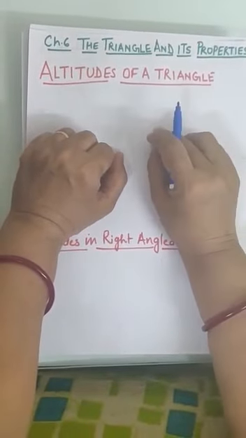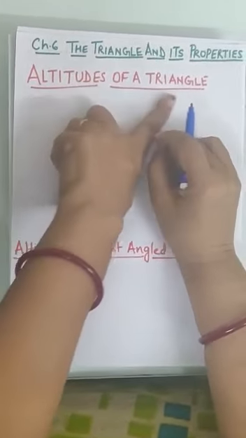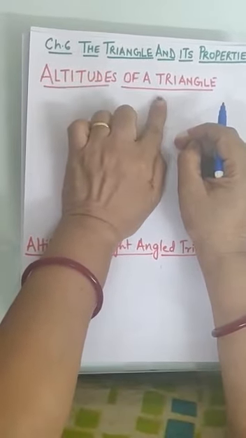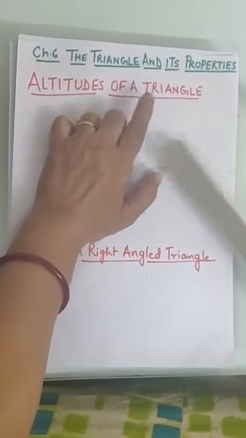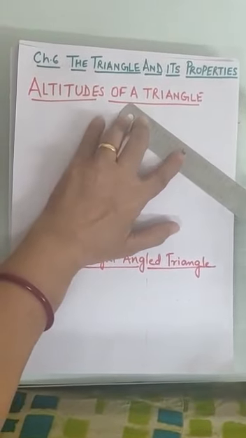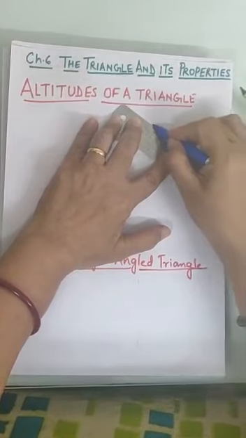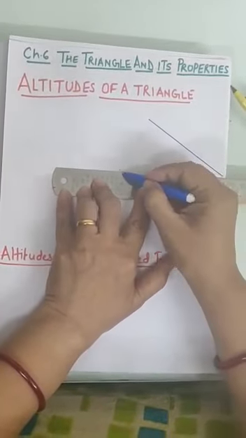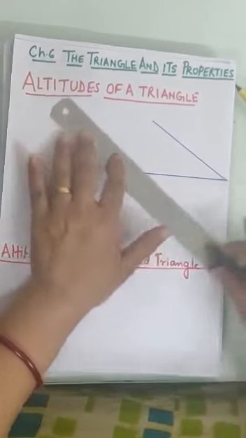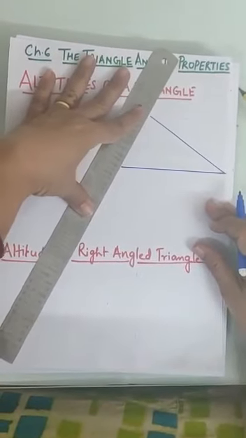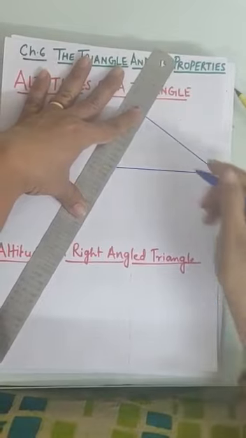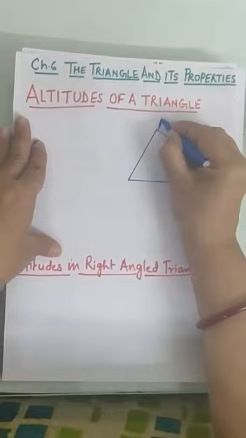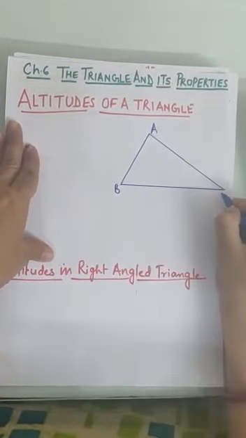Yes, children, today in our class we shall discuss altitudes of the triangle. So let us find out what are the altitudes of the triangle. So first let us draw the triangle. I name this triangle as A, B and C.